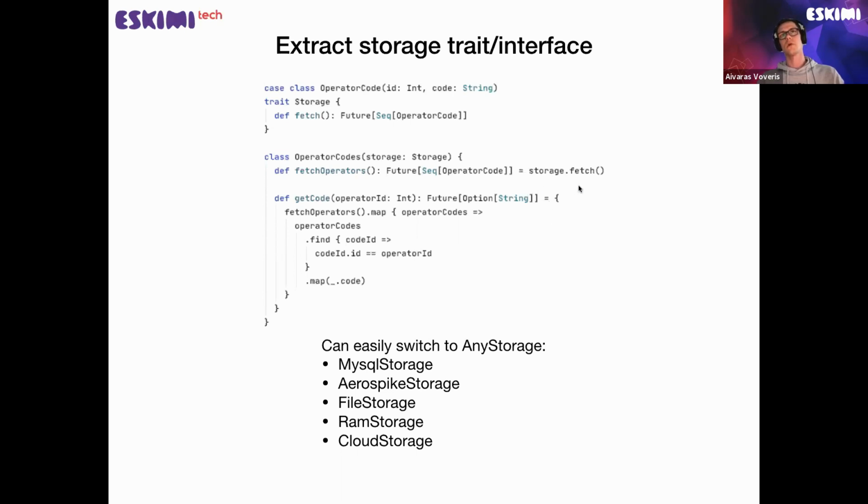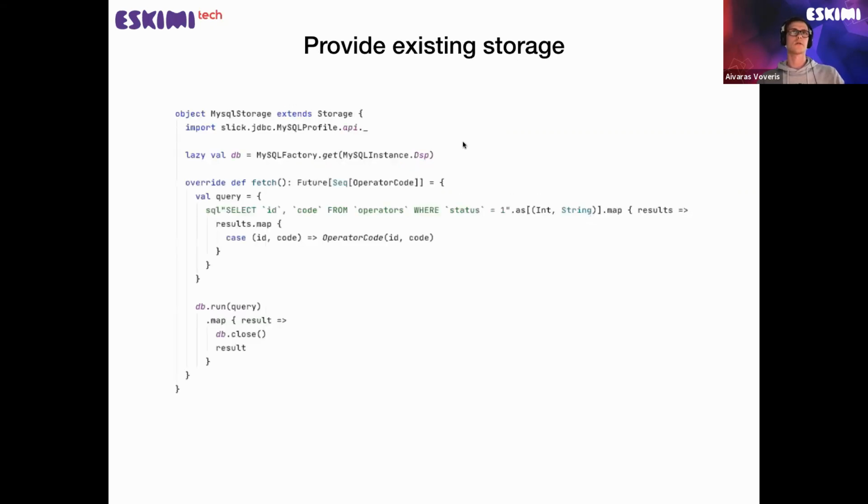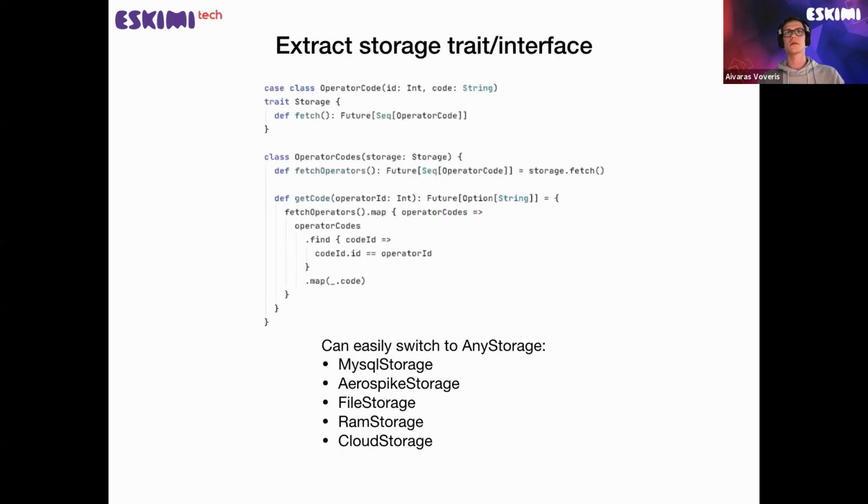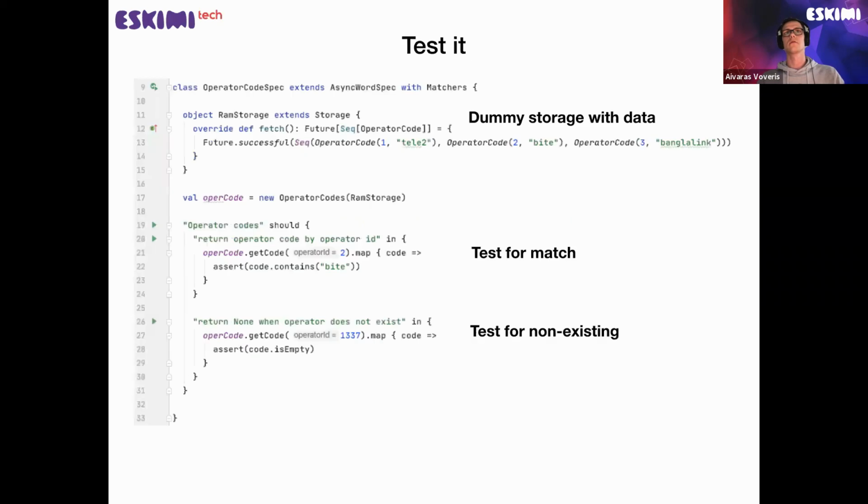So we provided the interface and the method, but we don't have the existing storage, right? So let's just implement it. I mean, it's the same code that we had, it's just in another place. So now we have data separated, and we have code separated, and it will be much easier to test. So let's take a look.